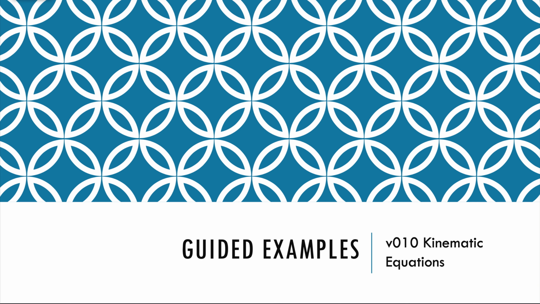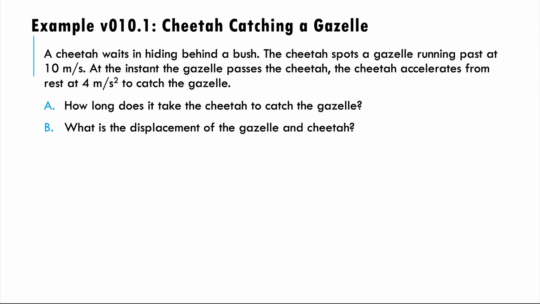Let's look at a couple more examples from video 10 on kinematic equations. These examples will be a little bit harder or require some calculus. Let's look at the first example. It's not necessarily harder, and this one doesn't require any calculus, but it's a problem where you have two objects moving rather than one object moving. So that's why I wanted to do an example of this type of problem.